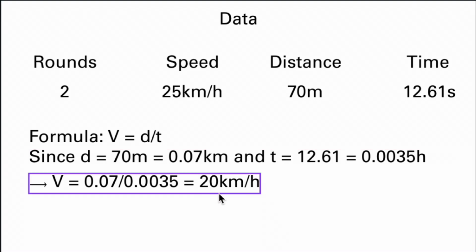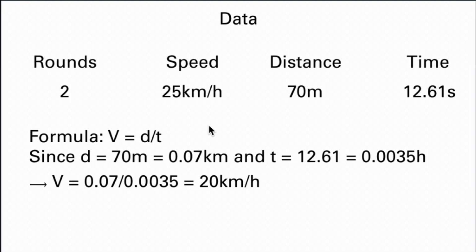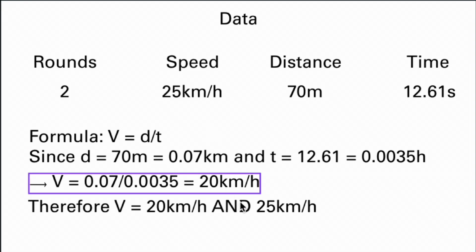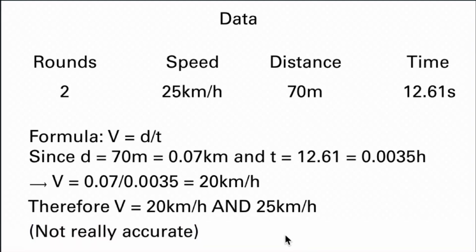So from that, we can see that it's a little bit lower than our speed, which was 25 kilometers per hour. So therefore, we can conclude that for this experiment, it is not as accurate as experiment number 1. So it's either there was something wrong with our distance, the timing, or other outside factors. But overall, this wasn't as bad, and let's take a look at round 3.